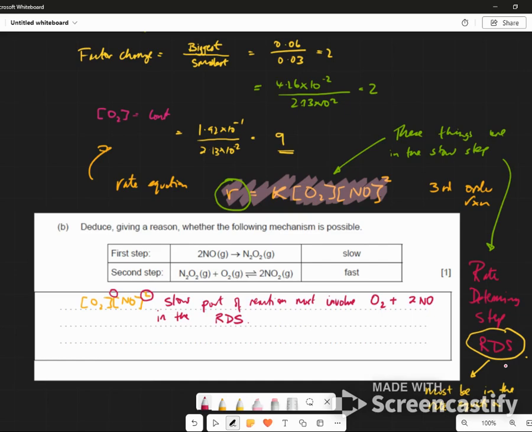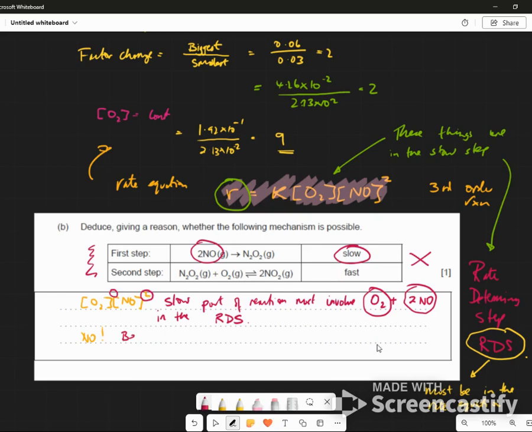All right, so is this a possible mechanism? Is this yes or no? Well, we've definitely got two of those, don't we? But there's no O2 in the slow part of the reaction. So this is not a possible mechanism. Why is it not a possible mechanism? Well, first of all, we've got to say no, it's not. And why is it not?